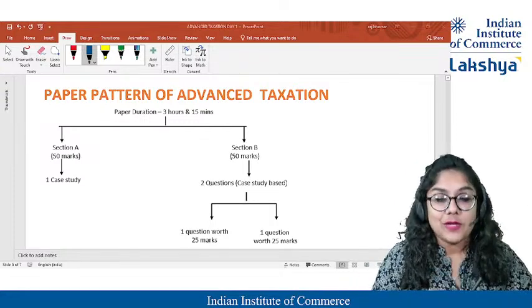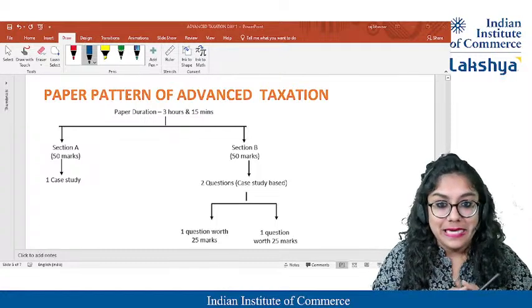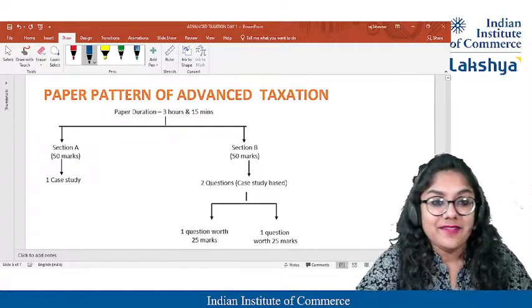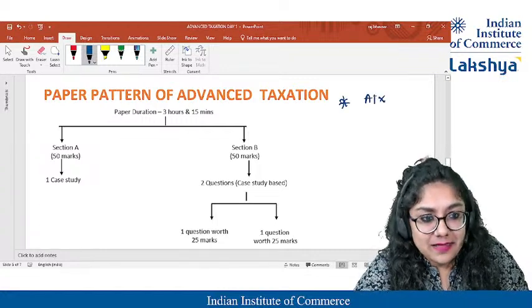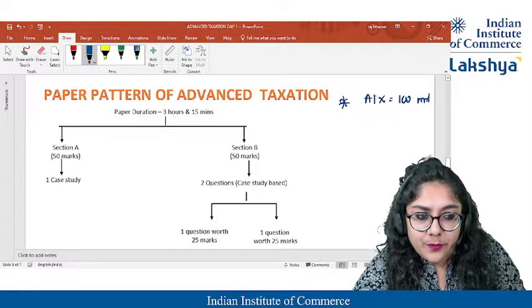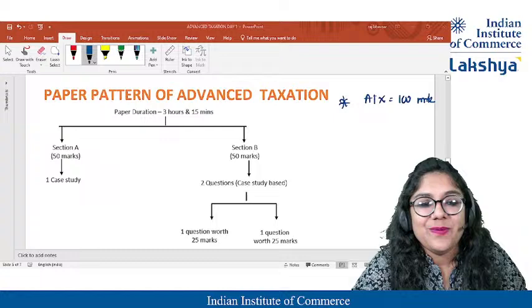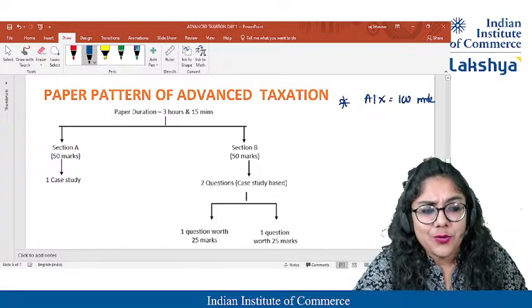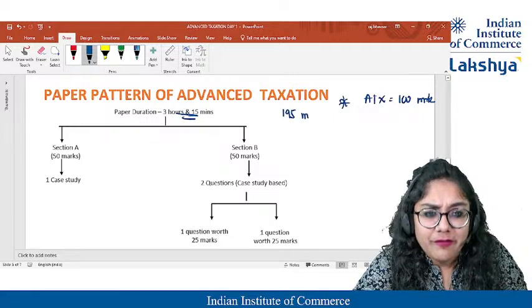Okay. So over here, now we can go ahead with the paper pattern of ATX. Everybody knows, ma'am, you will say, ATX is basically a 100 marks paper. So what if I ask you, for a 100 mark paper, how much time do you get? You will say, ma'am, 3 hours and 15 minutes. So basically it's 195 minutes I get.